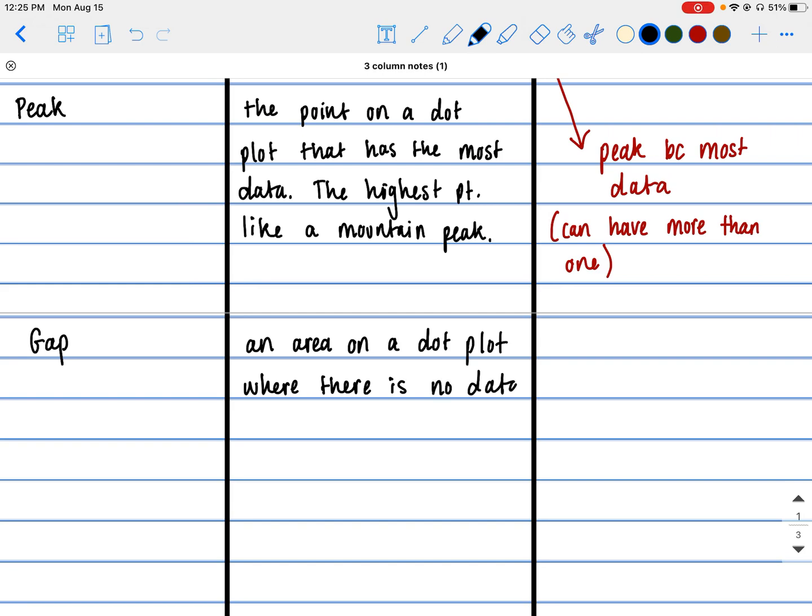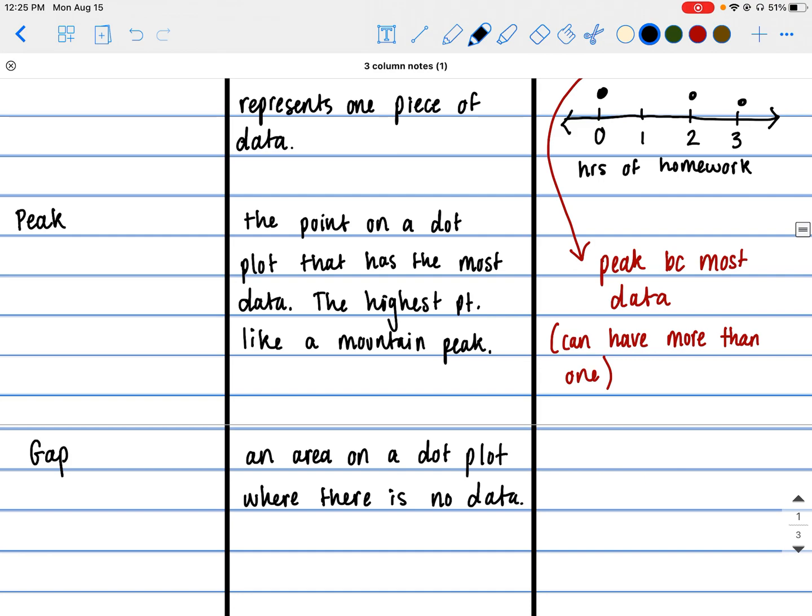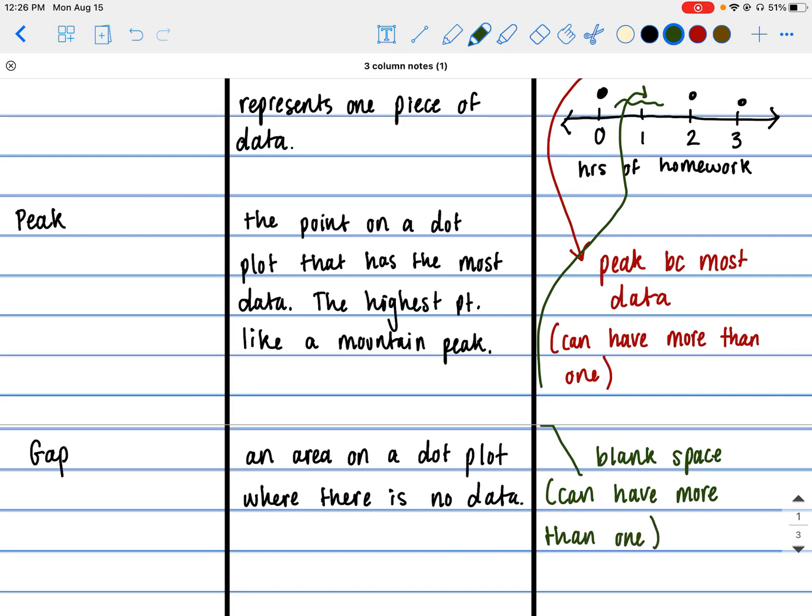So kind of like a gap in your teeth, right? That would be a space where there's nothing, right? Same thing. So on a dot plot, you should be able to see a physical gap because there's no data there. So when I'm looking up here, at this point, I notice a gap right here. See how there's a portion where there's no data at all? So that would be where 1 is on that dot plot. So blank space. And same thing, you can have more than one. You can have multiple gaps. All right, so we have a visual example of what that looks like.